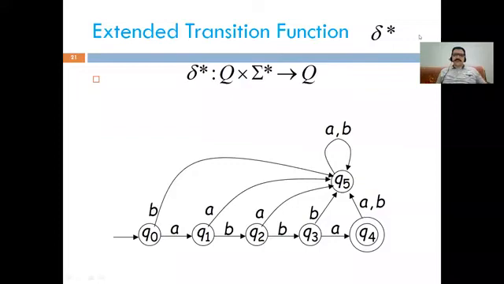Good morning, students. In the previous lecture, we discussed the deterministic finite automata, that is DFA, having 5 tuples: Q, sigma, delta, Q naught, and F. So, delta is the transition function, as I already told you. Today we will discuss the extended transition function, that is delta star.